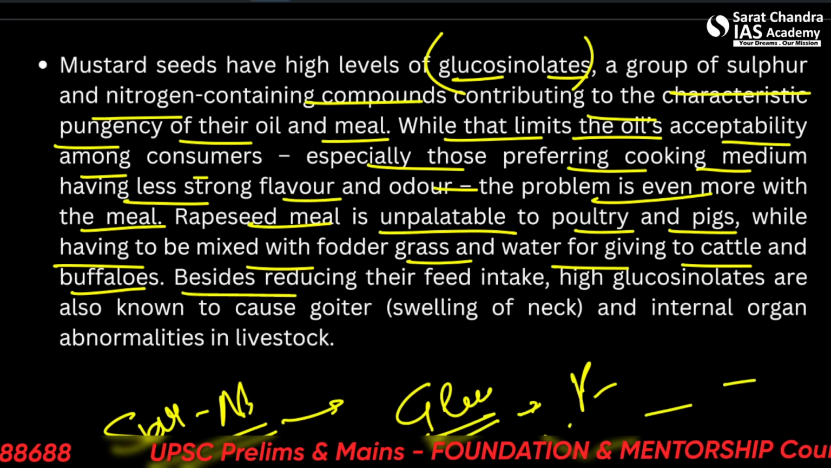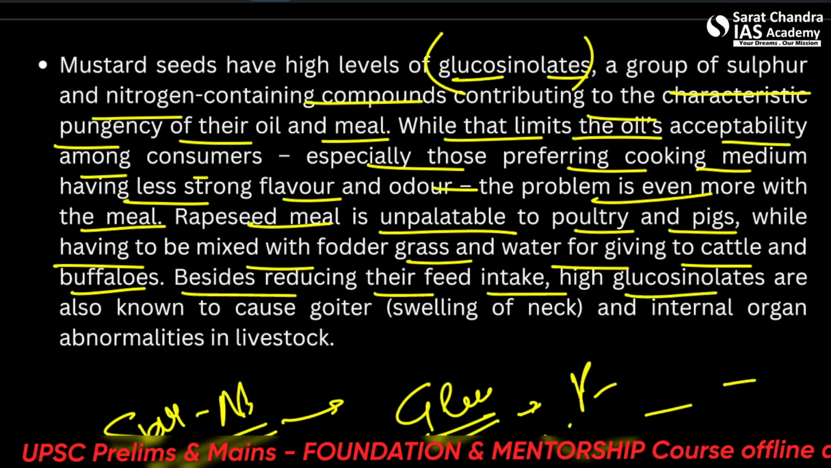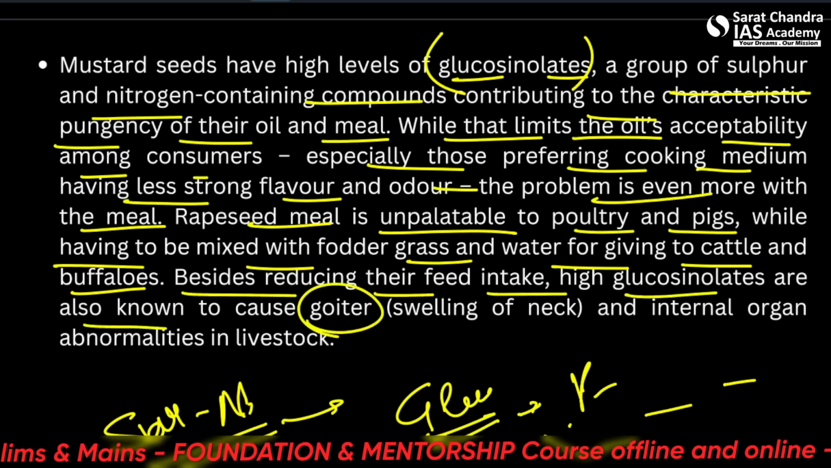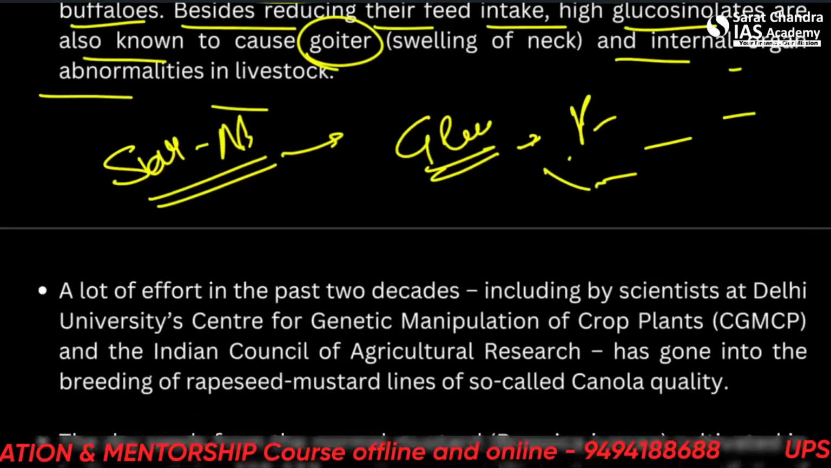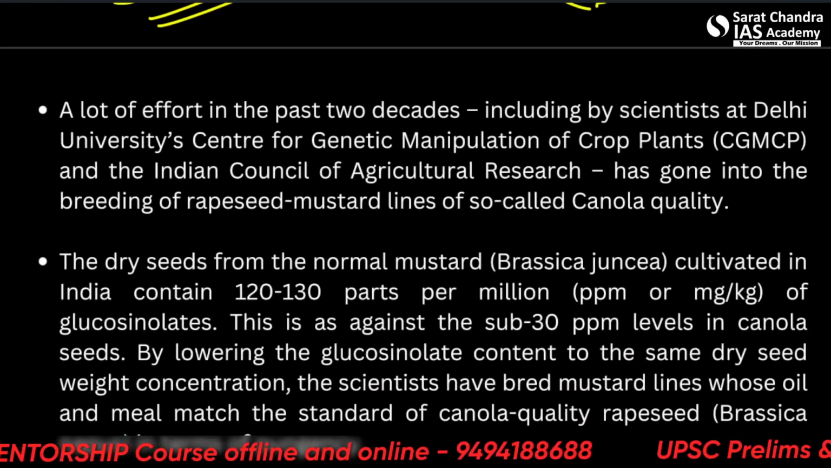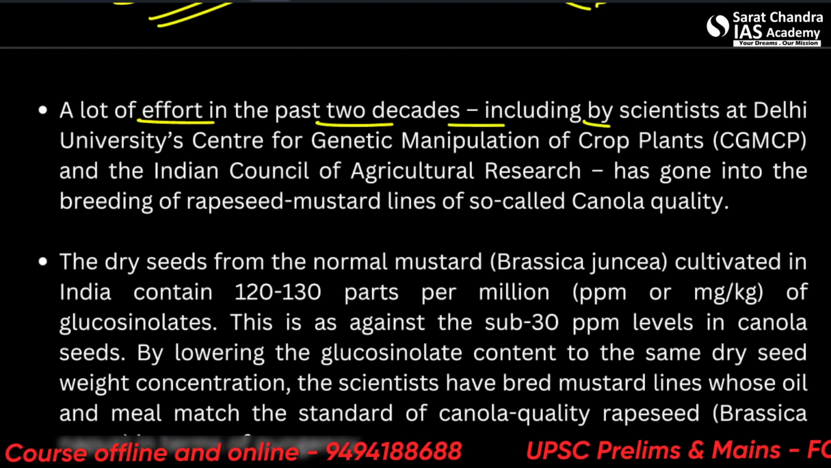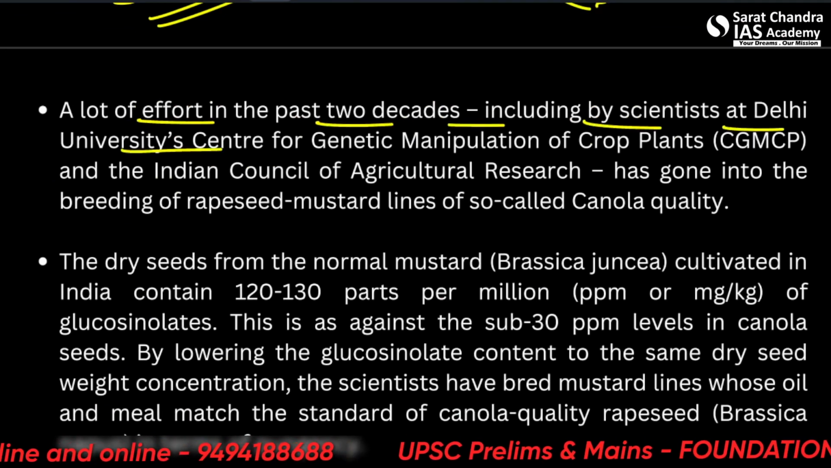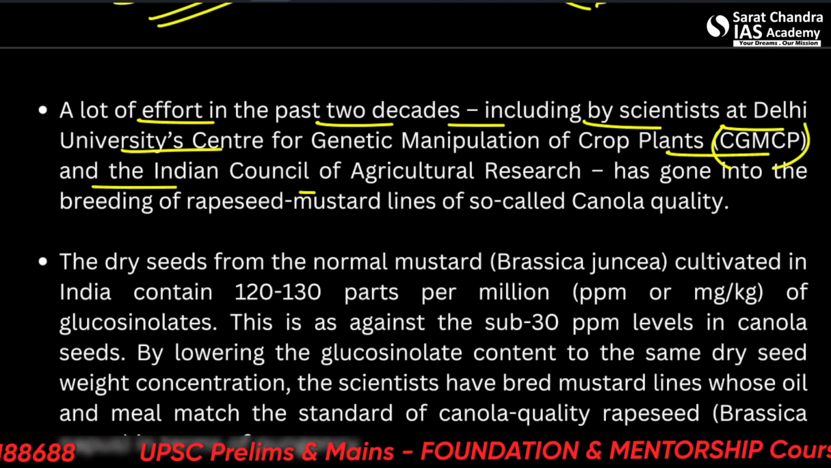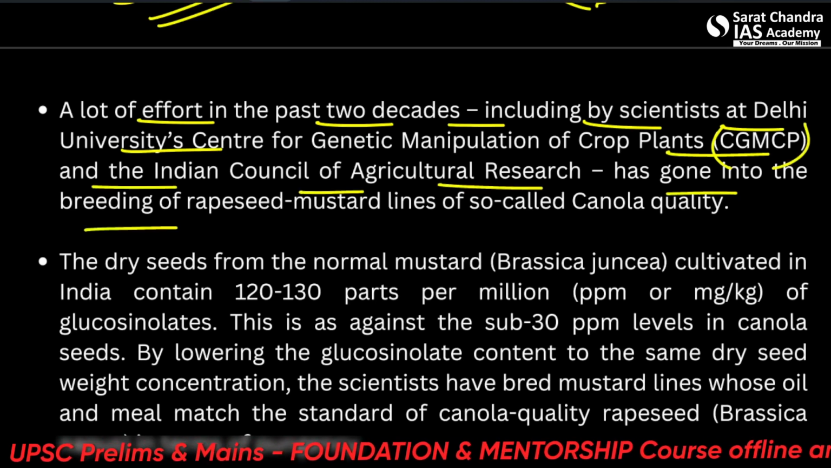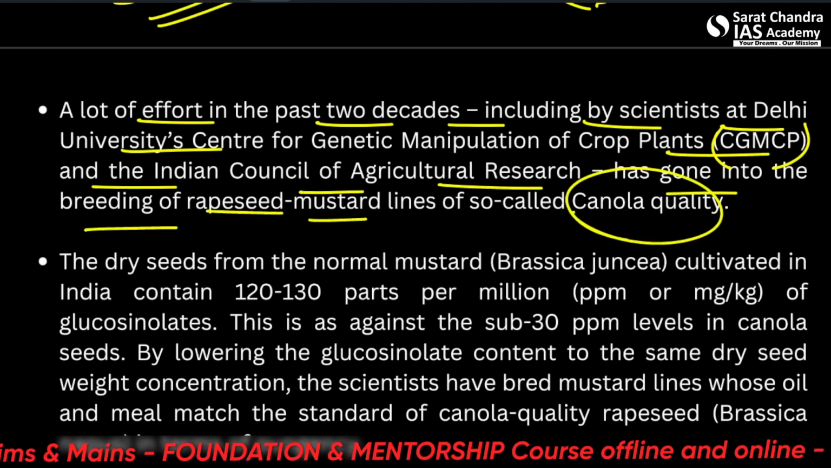Okay, so besides reducing their feed intake, high glucosinolates are also known to cause goiter and internal organ abnormalities in livestock. So this is one problem that we need to eliminate when it comes to the mustard. So a lot of efforts in the past 2 decades, including by scientists at Delhi University, CGMCP, and the Indian Council of Agriculture Research has gone into the breeding of rapeseed mustard lines, so-called canola quality.